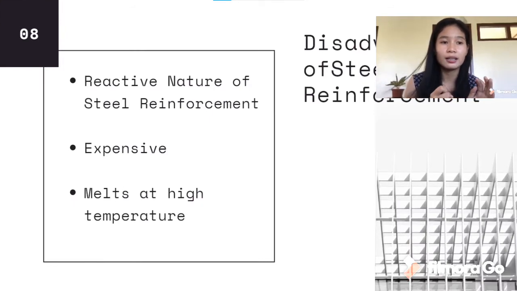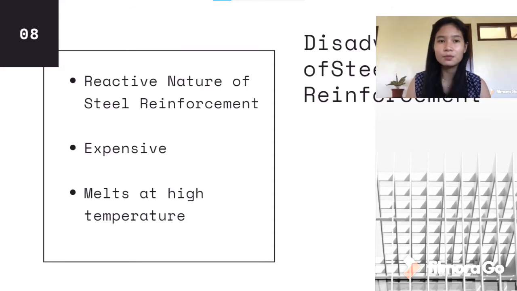We have the reactive nature of steel reinforcement, and it is expensive, very expensive nowadays. And lastly, we have melting. It melts at high temperature. It melts around 1510 degrees Celsius, and steel often melts at around 1370 degrees Celsius or 2500 Fahrenheit.